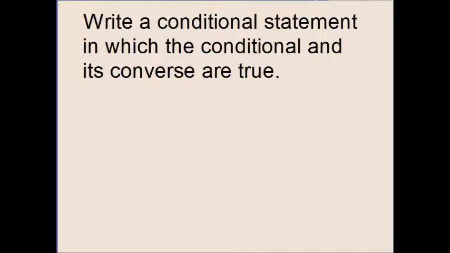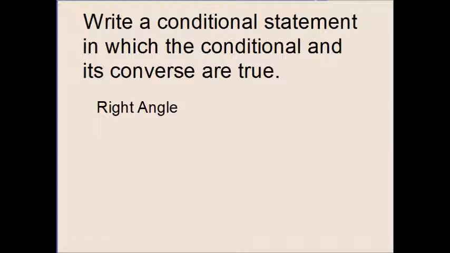Definitions. Definitions are always going to be reversible. That's one of its conditions. So let's think about some definitions that we definitely know. One that pops into my mind is the definition of a right angle. So let's see. What is the definition of a right angle? Well, a right angle is an angle that measures 90 degrees.